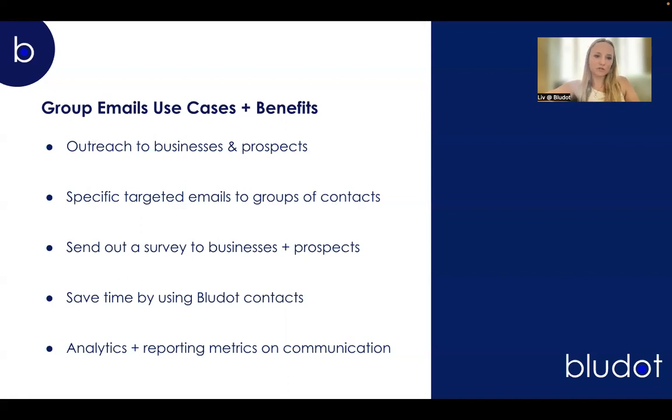With that, you can choose not to just send it out to everybody in your list of contacts. So you don't have to dig through your spreadsheets to figure out which businesses are in this area of town, or which businesses are fitting the criteria of who I'm trying to reach out to. By using our labeling tool within Bludot, you can create specific targeted outreach to those groups of contacts.